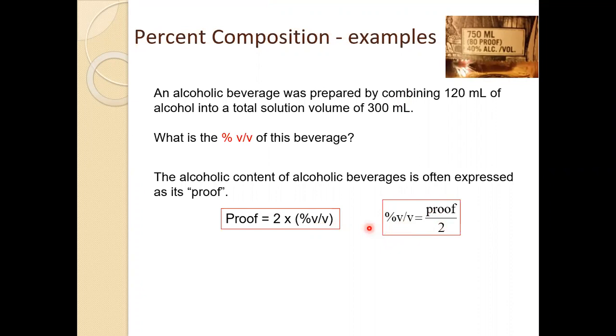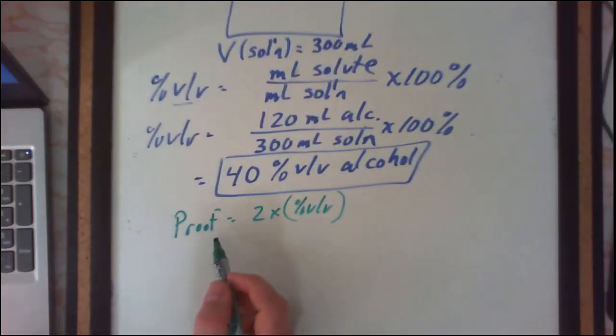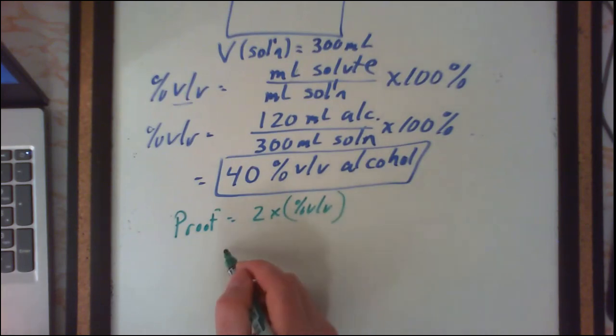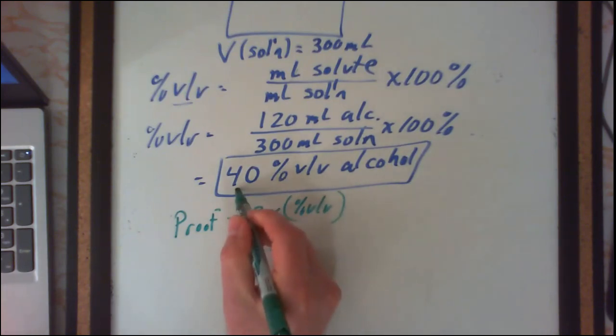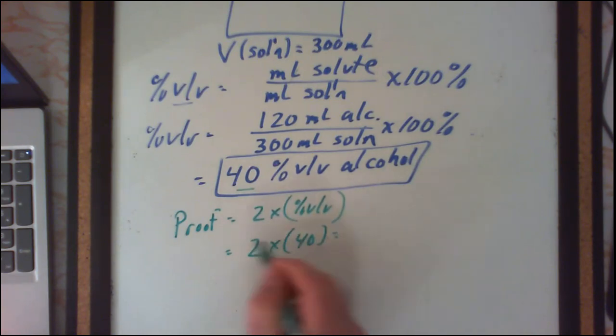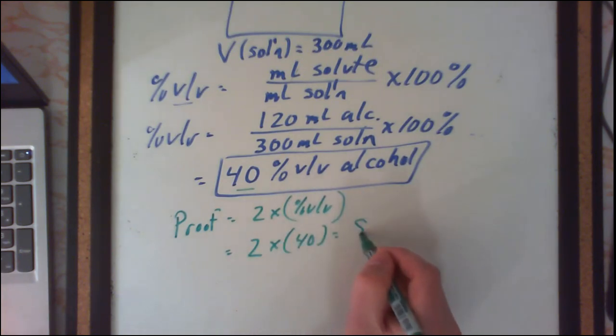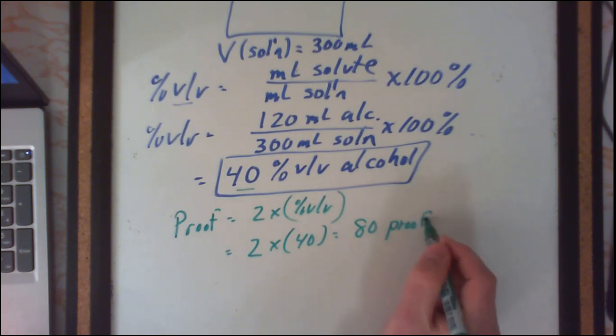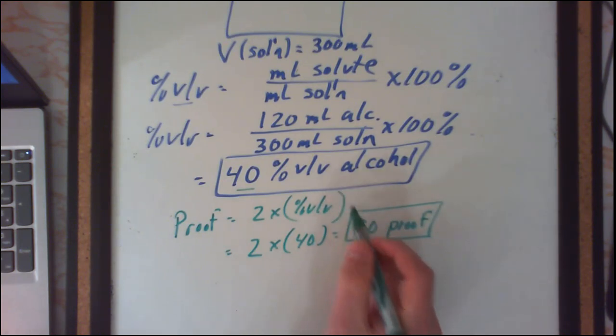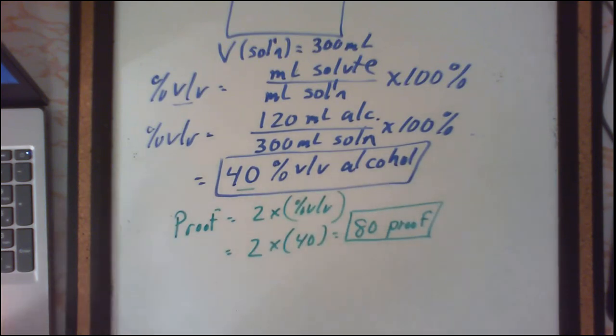So a pure alcohol with no water at all would have a proof of 200 because it would be 100% volume alcohol. If we had the same question, we want to ask ourselves, what is the proof of this beverage? Because proof is defined as 2 times the percent volume, proof is going to be 2 times our value, 40%. So a 40% volume alcoholic beverage will be the same as an 80 proof beverage. Two ways of defining the same solution, either as 80 proof or as 40% volume.